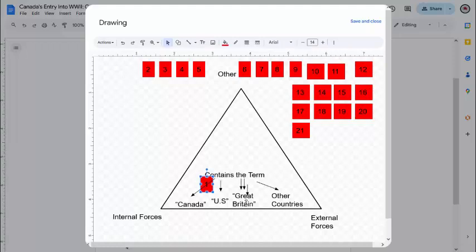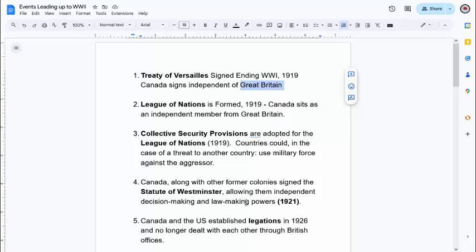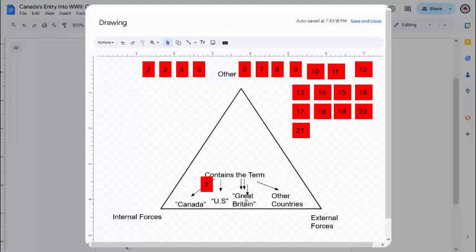You would continue to place your events. Again, if they are cut, then your events would simply be placed on the paper triangle, or you would drag and drop your event number onto the corresponding position in the triangle.